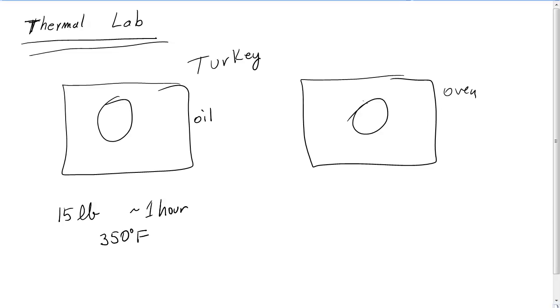And if you look at putting it in an oven, they'll tell you that a 15-pound turkey will take about 5.5 hours at about 350. So let's take a look at this and think about this for a minute.